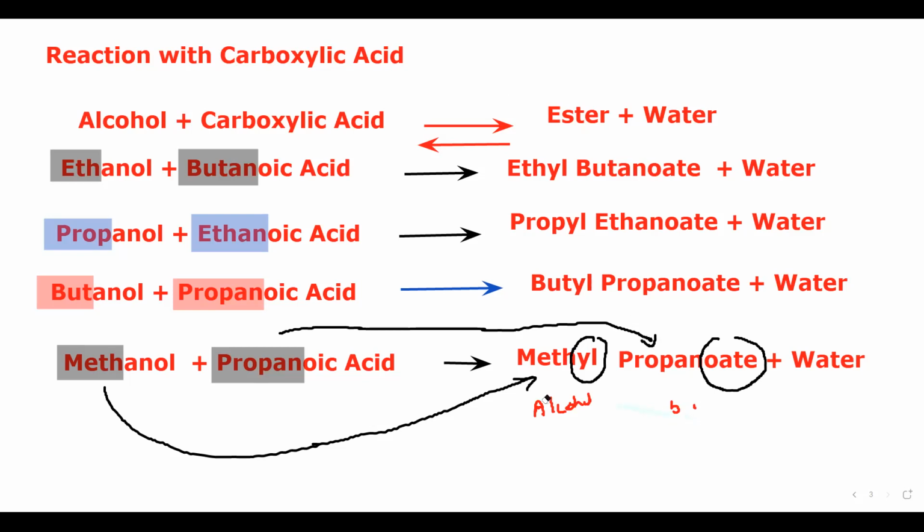Any doubt till this point about naming of the ester which is produced? So in the same way, using the name of the ester, you can also work out which alcohol and which carboxylic acid react. Like for example, if we say we have ethyl propanoate plus water, like it's the reverse, what will be the alcohol formed?